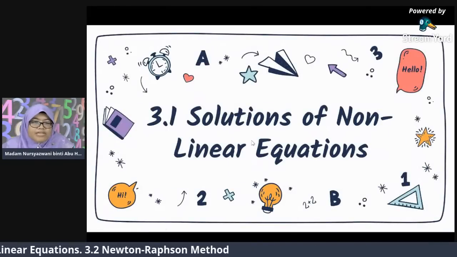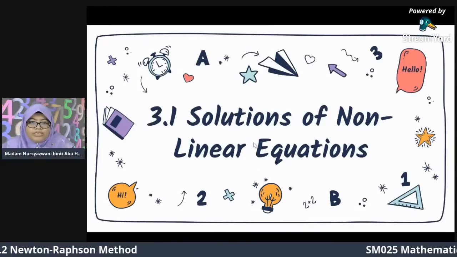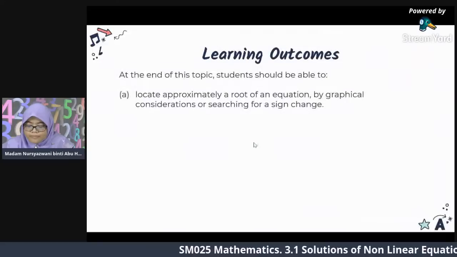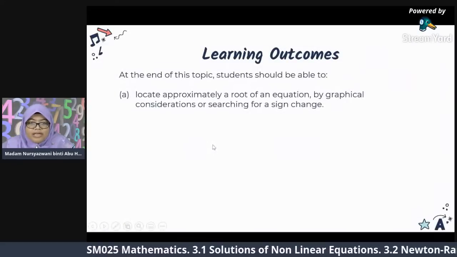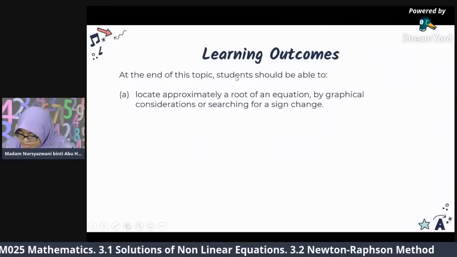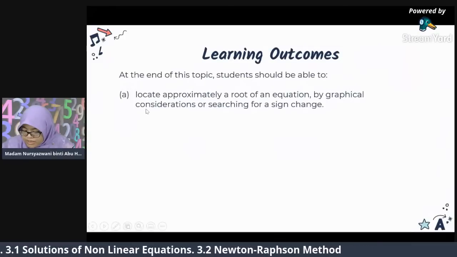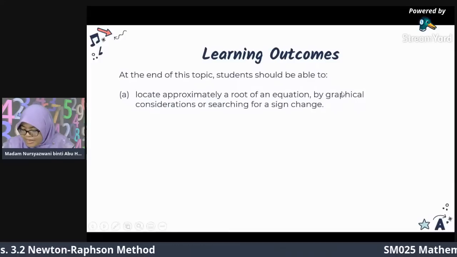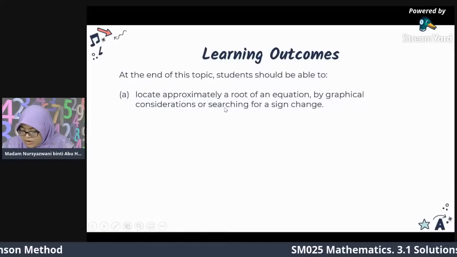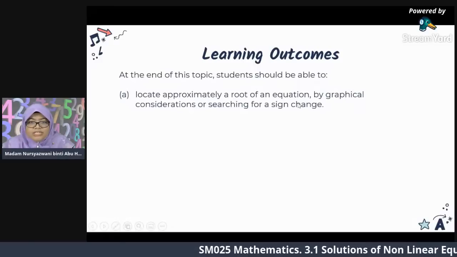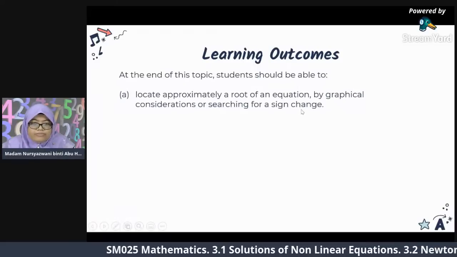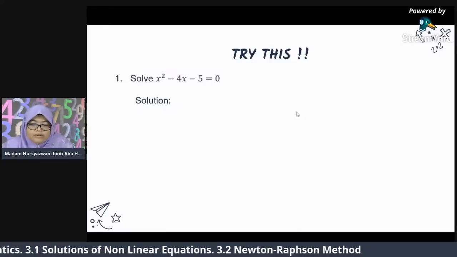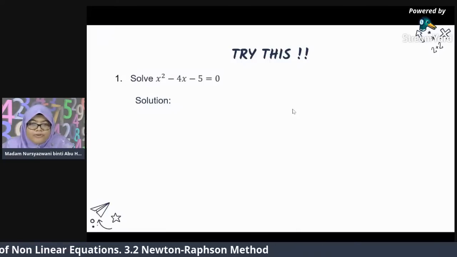Okay, we start our lecture with 3.1, solution of non-linear equation. At the end of this topic, students should be able to locate approximately a root of an equation by graphical consideration or searching for a sign change. Let's try a few examples here.